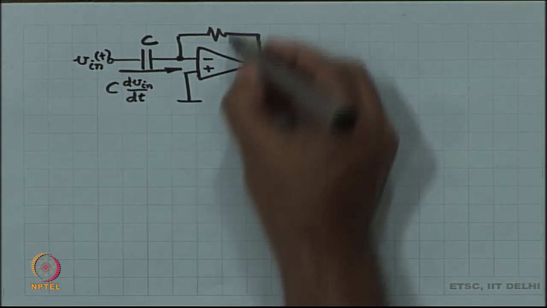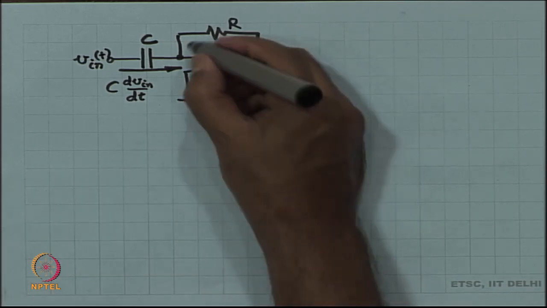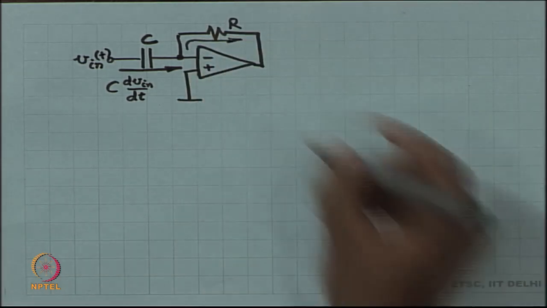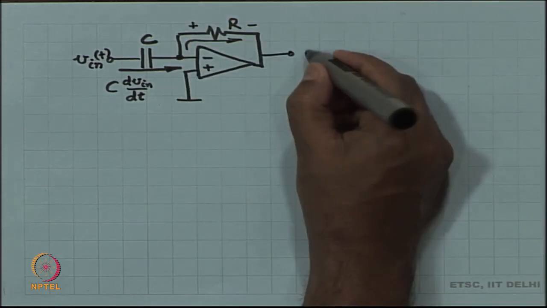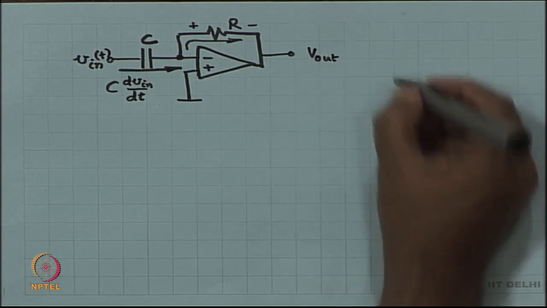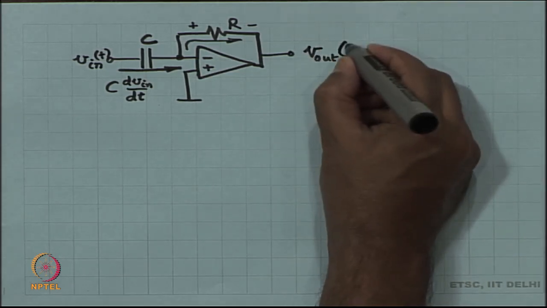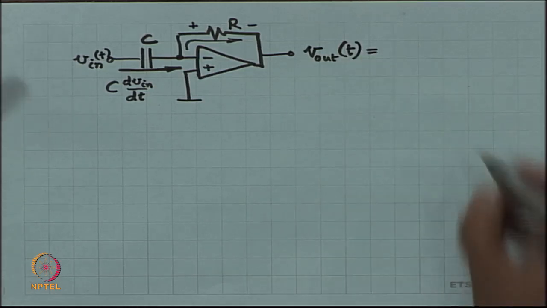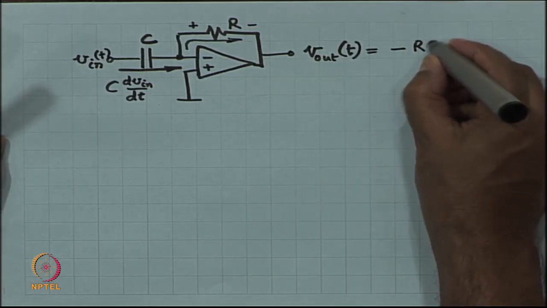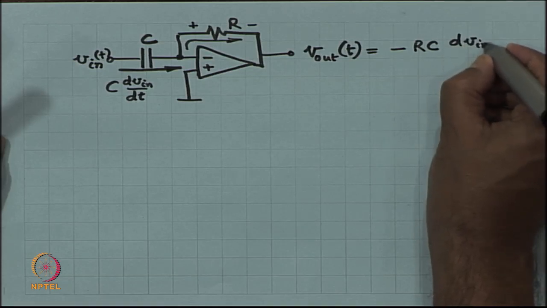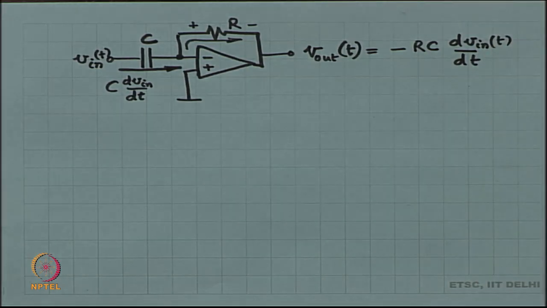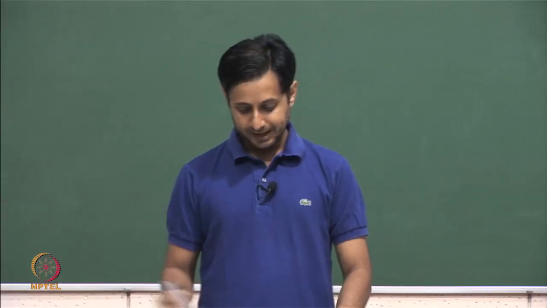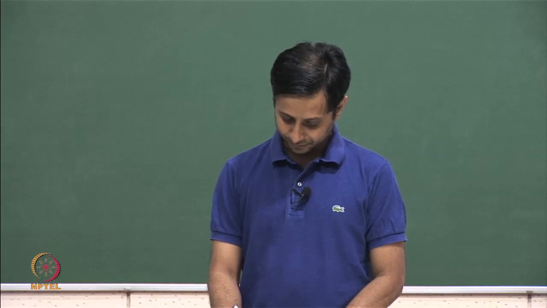So, this current goes in, it has nowhere to go but to go through R, and therefore, it creates a potential drop across R, right, and therefore, the output voltage V out of t is equal to minus R C times dV in dt. Okay. So, this is called a differentiating circuit, a differentiator, and likewise you can make an integrator.